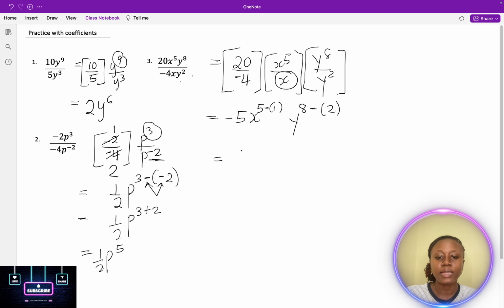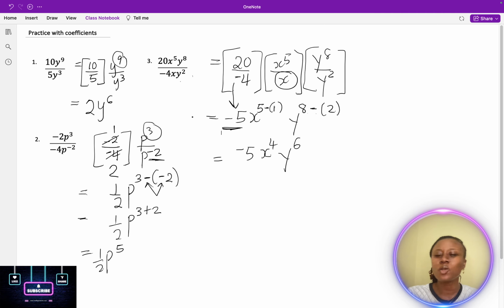Alright, so our final answer is going to be negative 5 x to the power of 5 minus 1, that's 4, and then y to the power of 8 minus 2, that's going to be a 6. By the way, this is a negative 5 because a positive divided by a negative still gives us a negative.